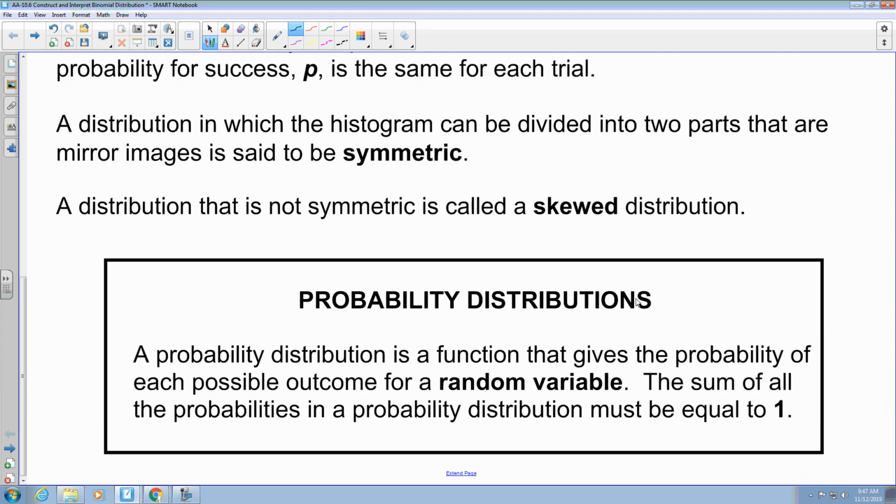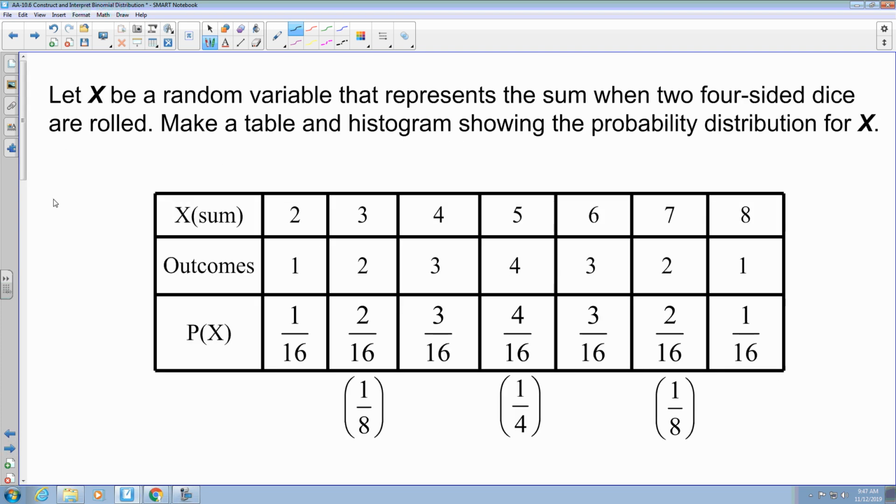Okay. So probability distributions. A probability distribution is a function that gives the probability of each possible outcome for a random variable. The sum of all the probabilities in a probability distribution must be equal to 1. So what we have here is we're letting x be a random variable that represents the sum when two four-sided dice are rolled. It says make a table and histogram showing the probability distribution of x.